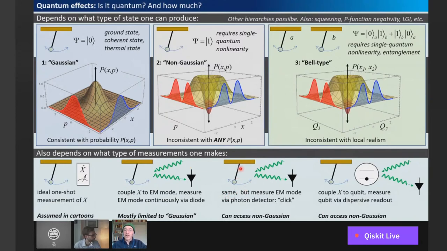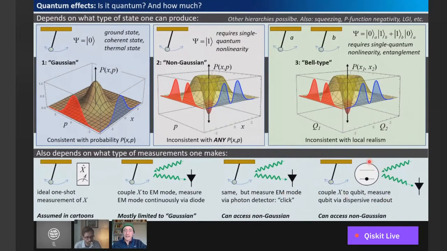On the other hand, if you have your oscillator, maybe you can make some interesting states with it, and you bounce light off of it, but you collect that light with a photomultiplier tube, a single photon detector that really goes click, then suddenly the story is a little different, and one is able to access a richer class of quantum states. And this will be really what I'll be focusing on in my talk.